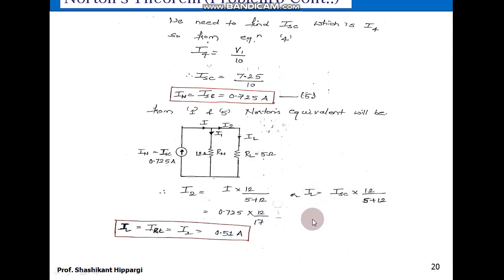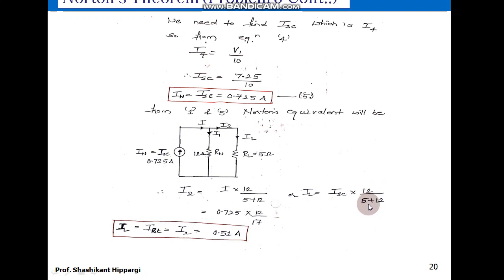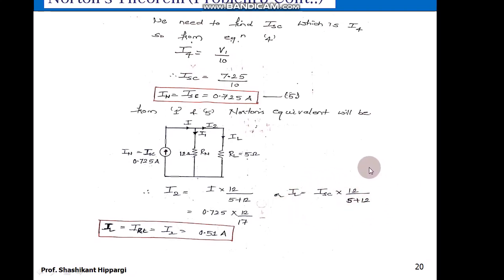Or I can use this formula also, that load current will always be equal to ISC multiplied by RN divided by RN plus RL. So this is ISC multiplied by RN divided by RN plus RL. So this formula can also be used every time.